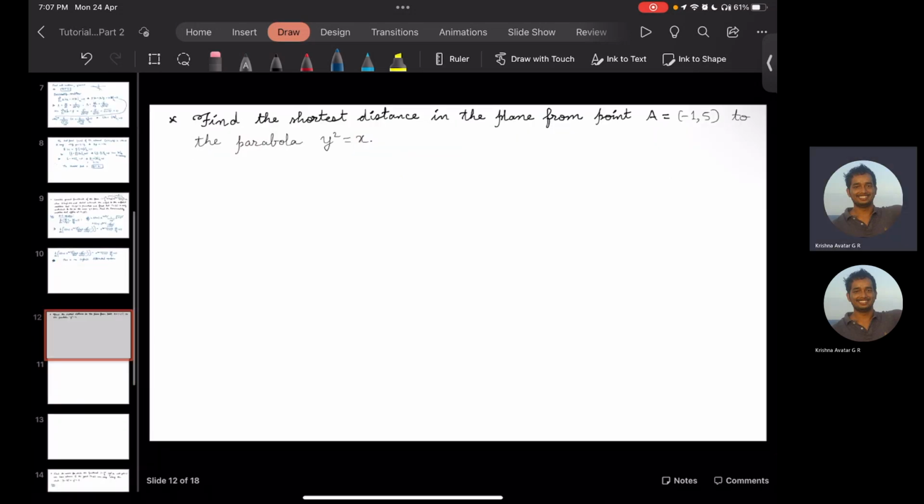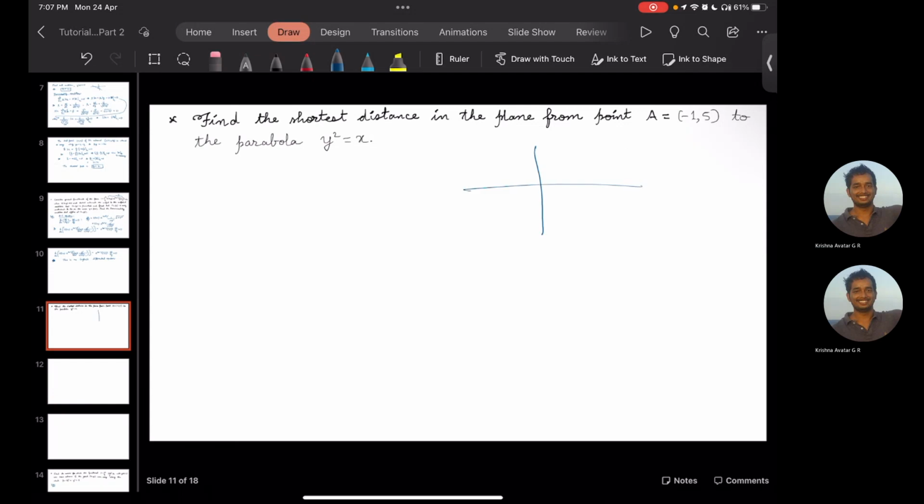Okay, let's go to the next problem. Find the shortest distance in the plane from the point A equal to (-1, 5) to the parabola y squared equal to x. So A is equal to (-1, 5), and the parabola is x equals y squared. We need to find the line which connects them. So let this be x0, y0 and let this be x1, y1, which lies on y squared equal to x.